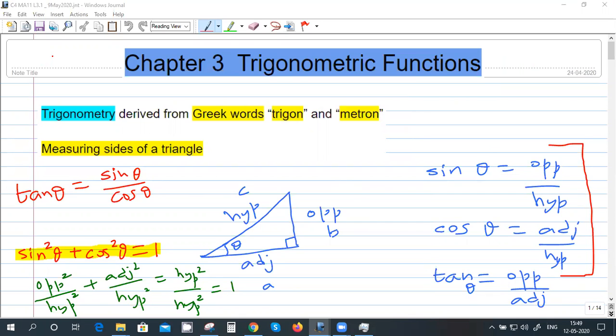Sine, cos, tan. And tan is sine by cos. I'm putting class notes in the Google Drive folder, you can check. And sine square plus cos square equal to 1. That's basically Pythagoras theorem, right? You have to revise, otherwise you'll forget.